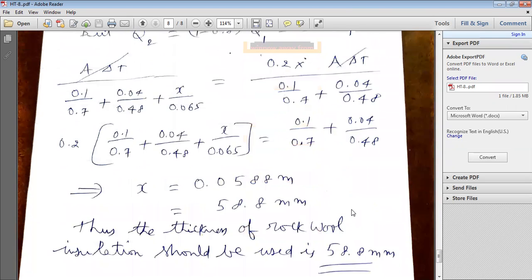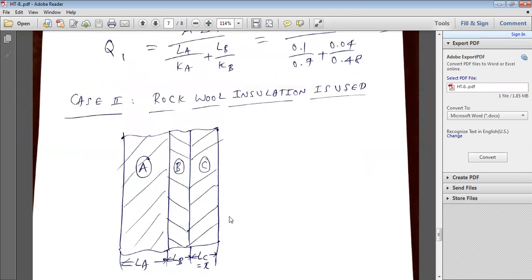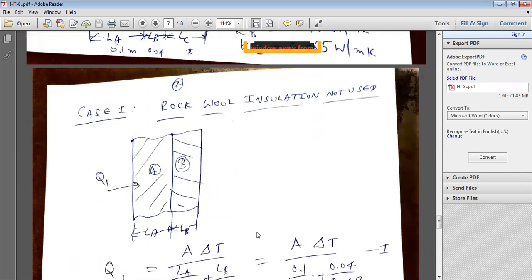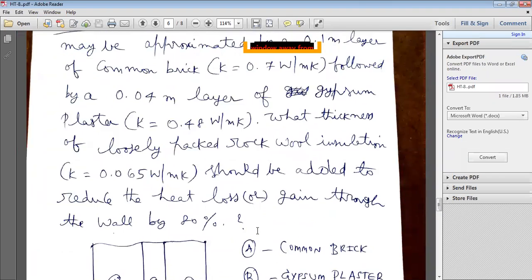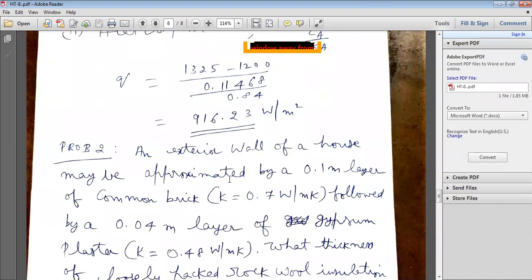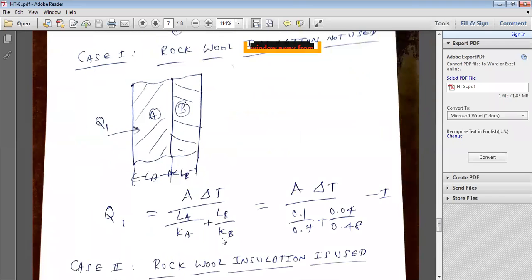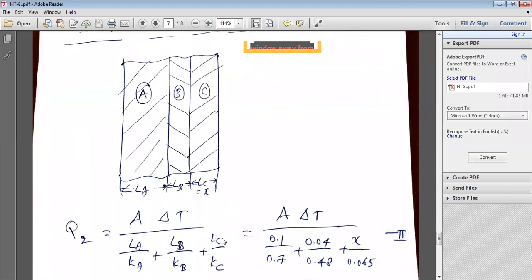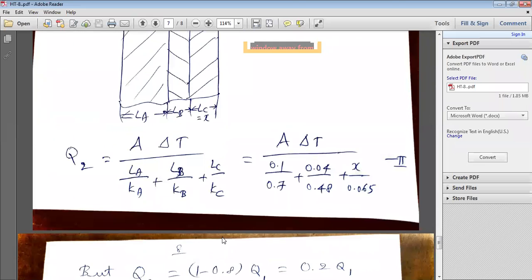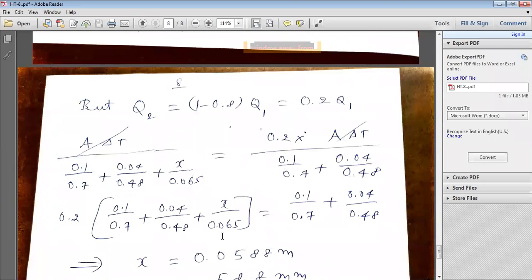Like that, for composite walls, you can solve problems like this. We are considering only conduction heat transfer. So this is very, very important. This type of problem will be coming in the final exam and internal exams also. All of you practice these problems. If you practice, then only it will be easy and you can solve any type of problem.